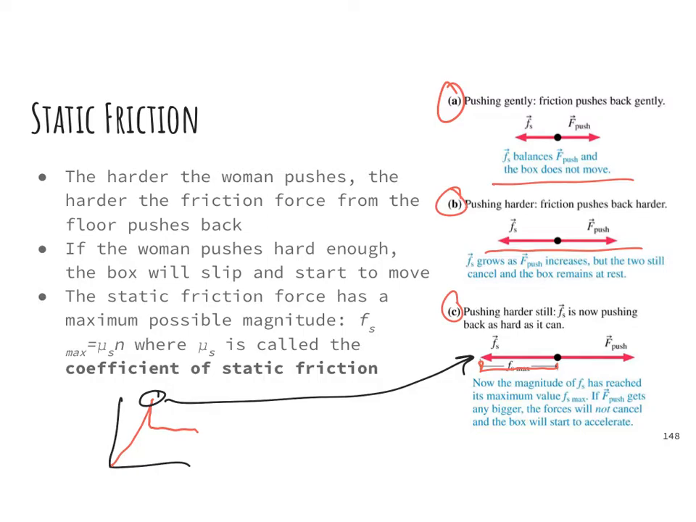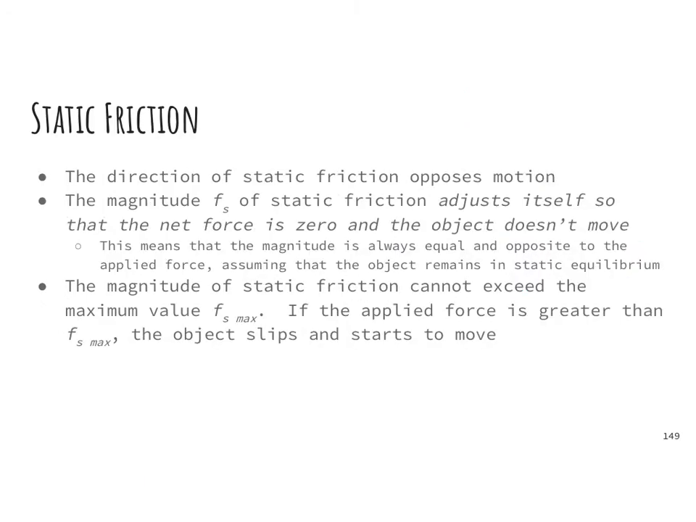So with static friction, the harder and harder you push, the harder the friction pushes back until you reach its maximum possible magnitude. And there's a formula for that. It's mu s times the normal force, where mu s, the Greek letter mu, is called the coefficient of static friction. That depends on the surface, and we're going to do a lab about that tomorrow, essentially.